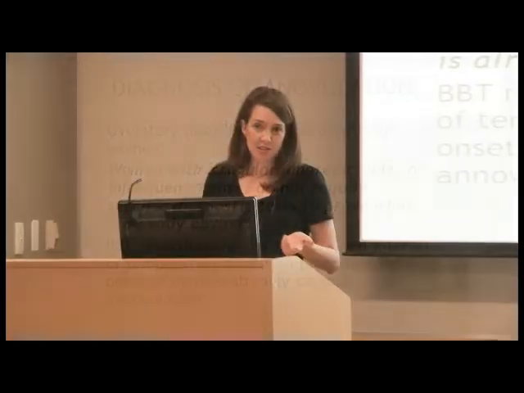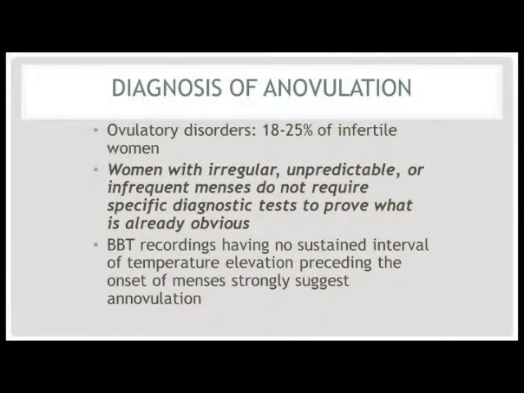But if someone comes to you and says, we're trying to get pregnant, and I've heard that I need a 28 to 35 day cycle, and my periods are like every 40 to 70 days. I'm never regular. How can I help myself get pregnant if my periods are irregular? Well, if your periods are that irregular, then you've met the definition for anovulation. And so the definition is women with irregular, unpredictable, or infrequent menses.